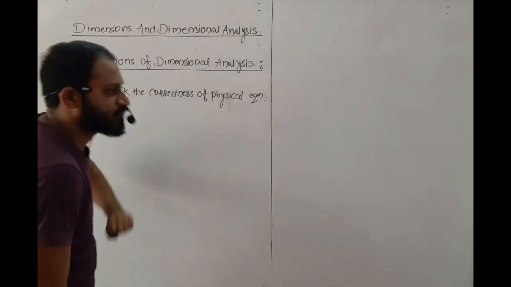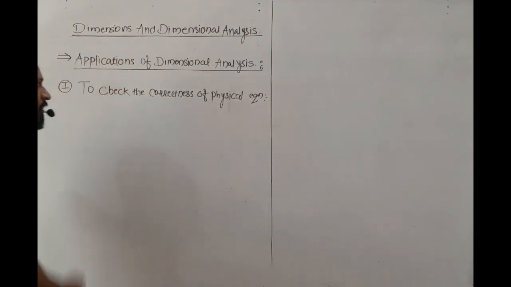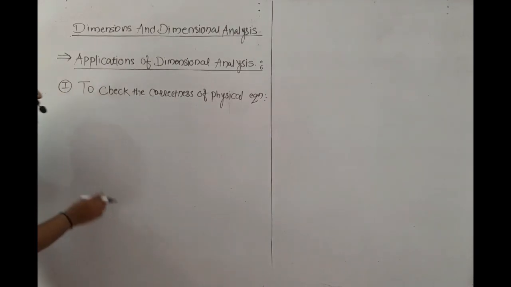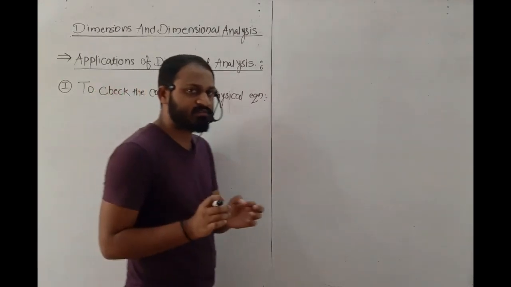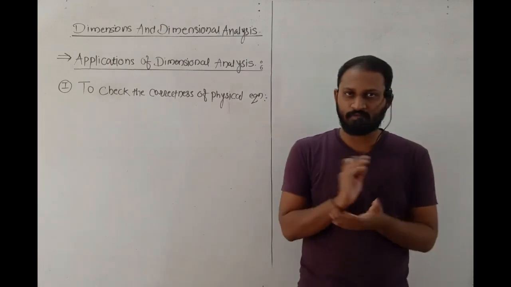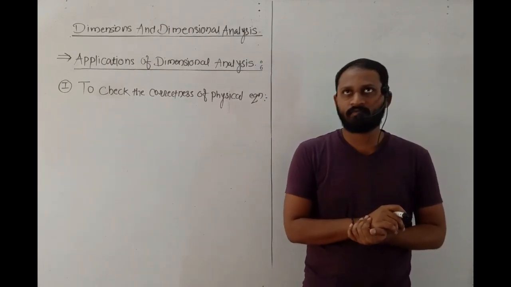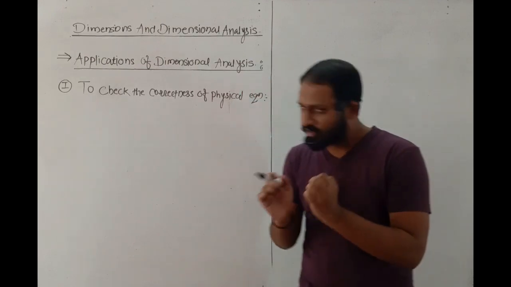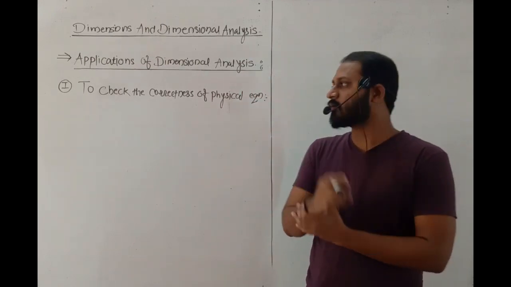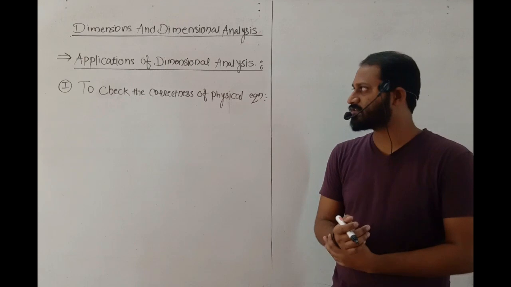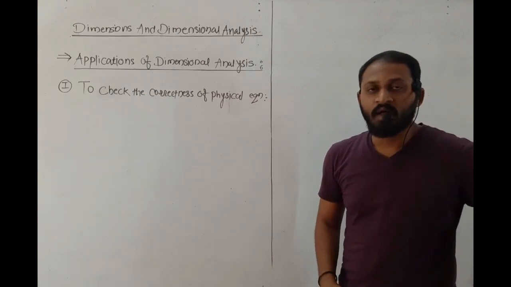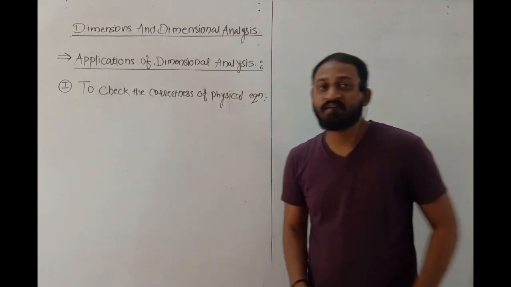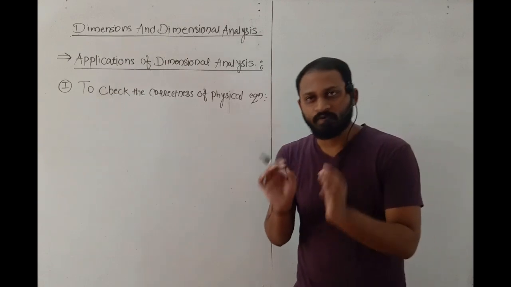The applications of dimensional analysis. The first application is to check the correctness of any physical equation, for example F equals ma, is it correct or not? To check whether an equation is correct, we can use dimensional analysis. This is also called the principle of homogeneity.